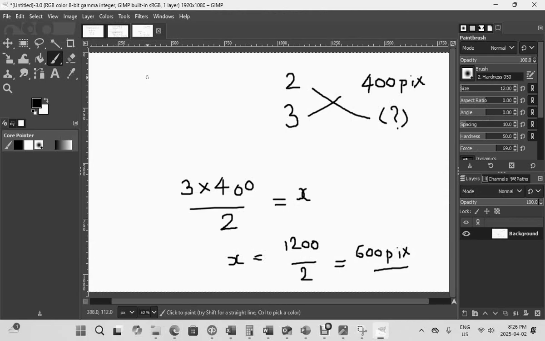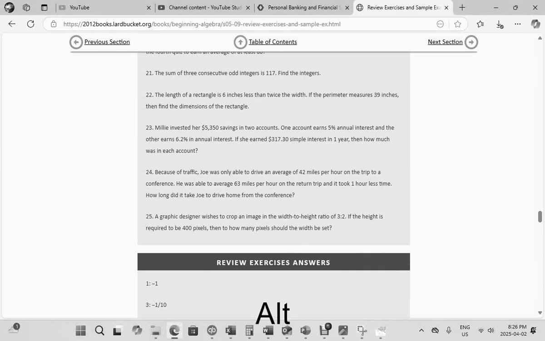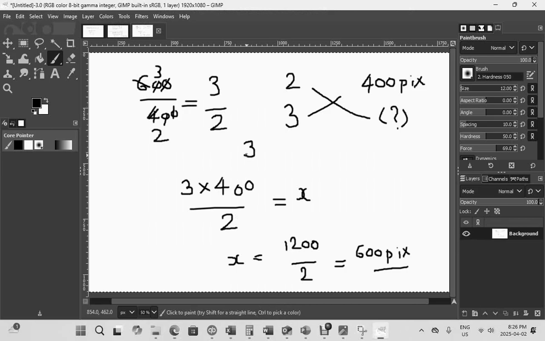And the way you verify, 600 divided by 400 and simplify, 2 goes into 4 twice. So we have 3 over 2 as our ratio. So 3 to 2, 3 over 2, 3 to 2. This is your ratio. This is how you verify.